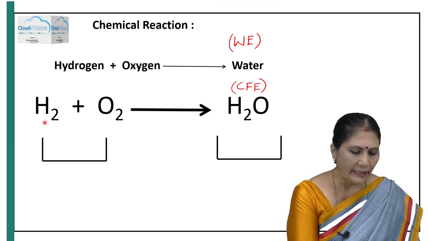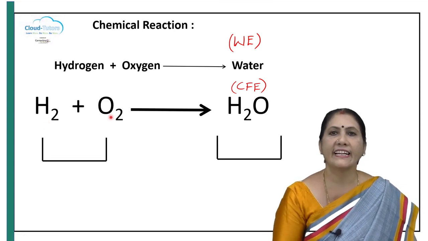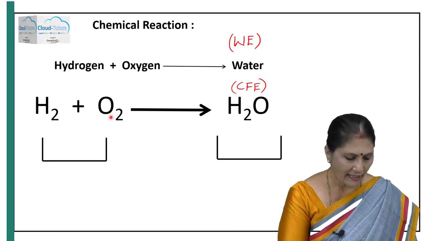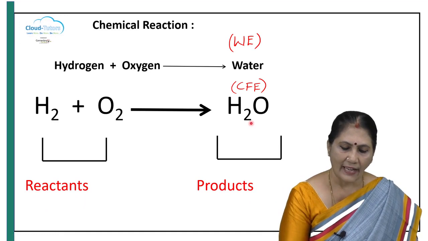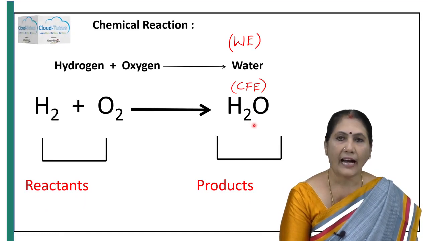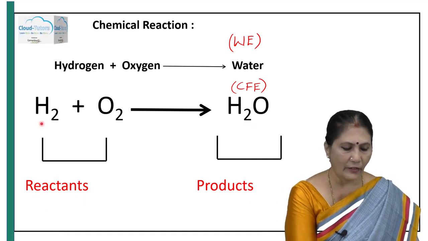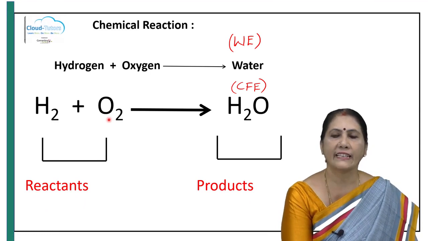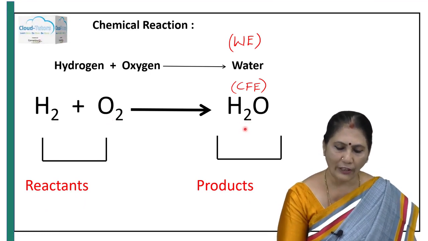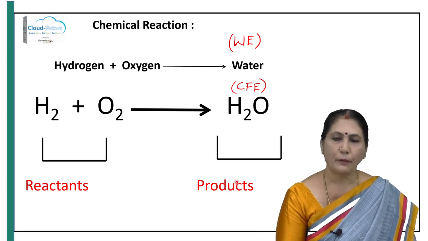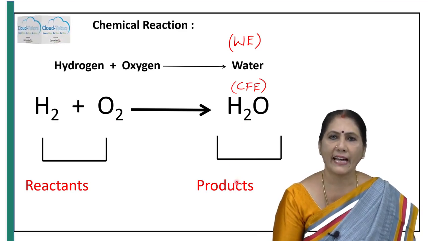Now both hydrogen and oxygen are called reactants. Whereas what is formed after the chemical reaction between hydrogen and oxygen is referred to as the product. So water becomes the product in this particular chemical reaction.